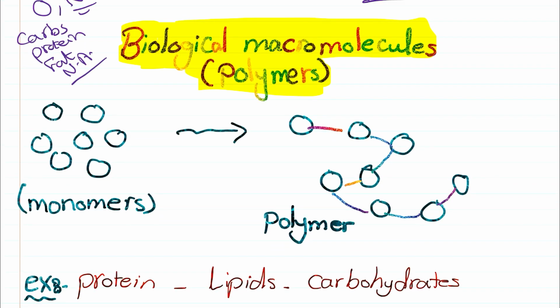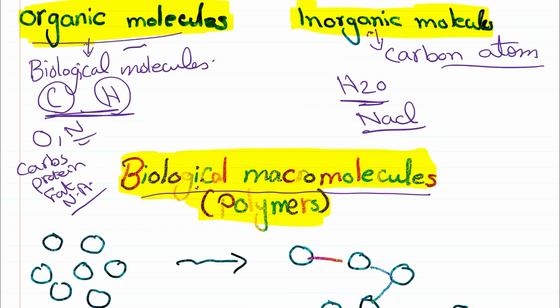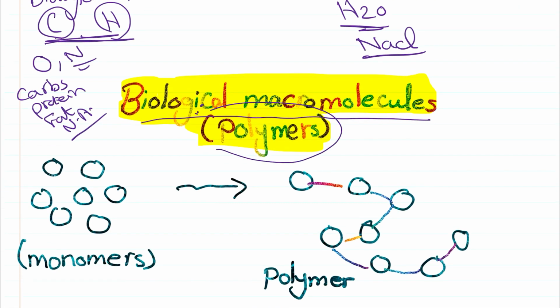If we take the biological macromolecules, and we said biological macromolecules means the organic molecules, the other name for it is polymer. What do we mean by polymer? If we have small parts and you connect these small parts together to form a big part, so you are connecting the small ones to form a huge one, it is called a polymer.